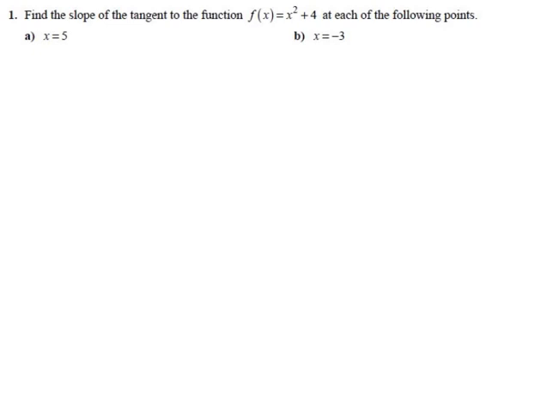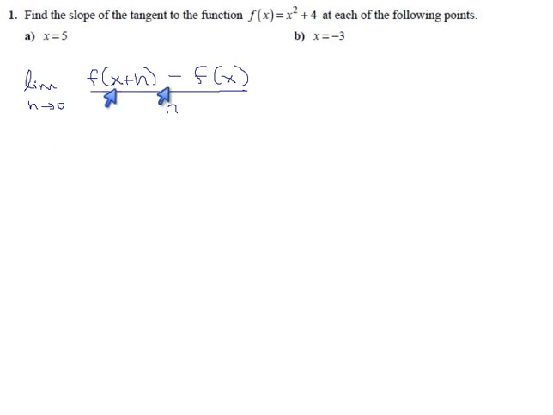Find the slope of the tangent of the function at each of the following points. Okay, we have a formula that does this for us, and it says the slope is the limit as h goes to 0 of f of x plus h minus f of x, all over x plus h minus x, but we know that's just going to clean up to h, so I'm just going to write that. Saves a bit of space.